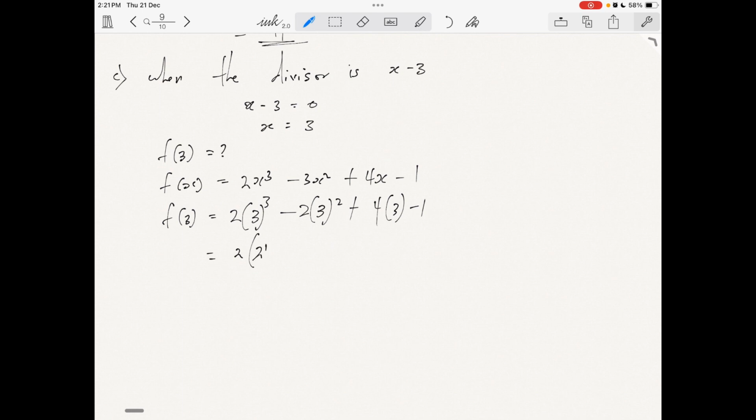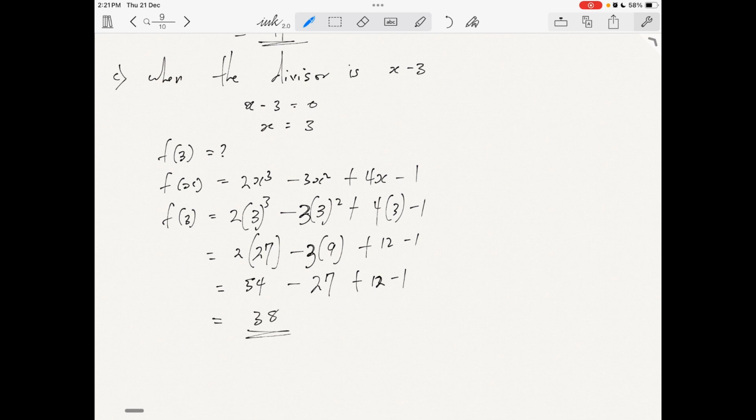and this will give me 2 into 27 minus 3 into 9 plus 12 minus 1, and this will give me 54 minus 27 plus 12 minus 1, and this will give us 38. So the remainder there is 38.